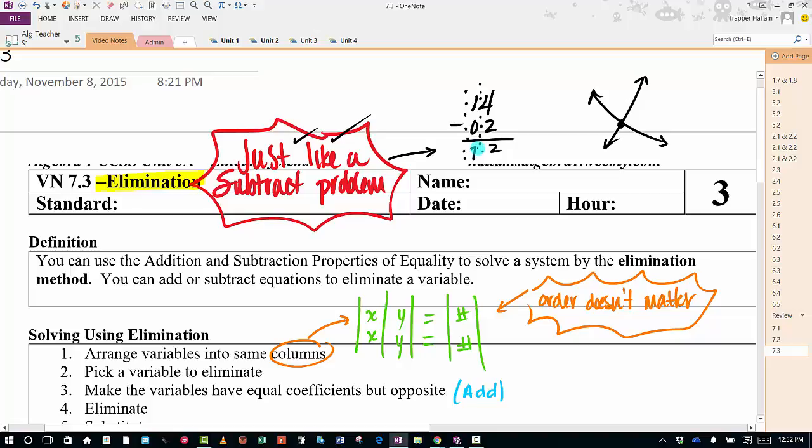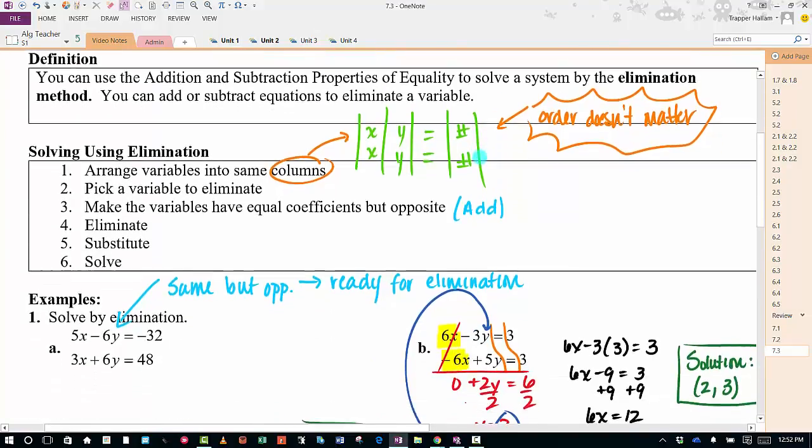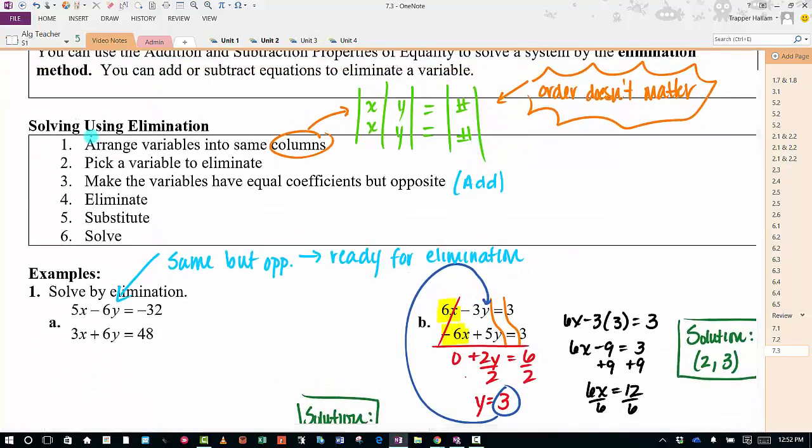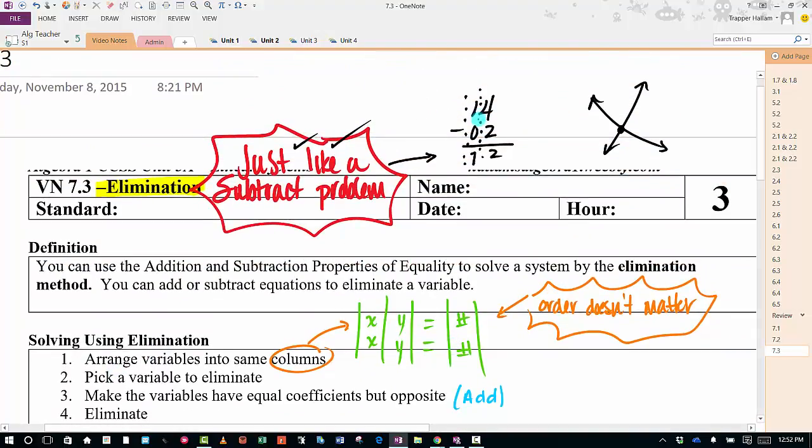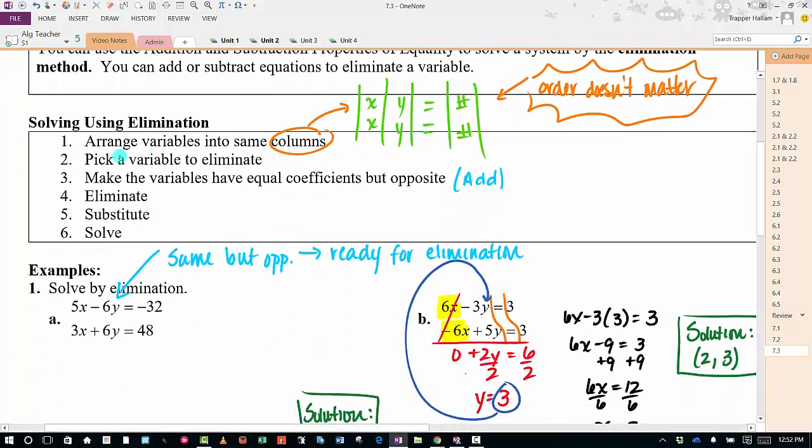The concept's pretty easy. So let's take a look at the rules here. The rules for elimination say that you first, just like we did up here, need to make sure that our variables and our constants are all in the same columns. What's that mean? When I line up these two linear equations, I want to line up the x's over the x's, the y's over the y's, and the equal sign over itself, along with the constant over the constant. They all have to be exactly on top of each other in that same arrangement.